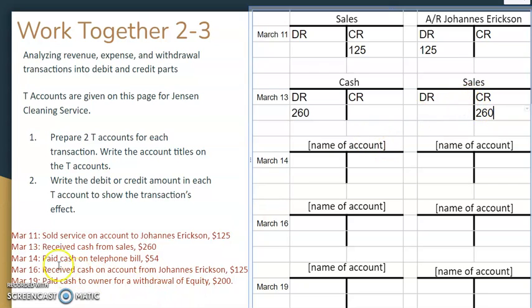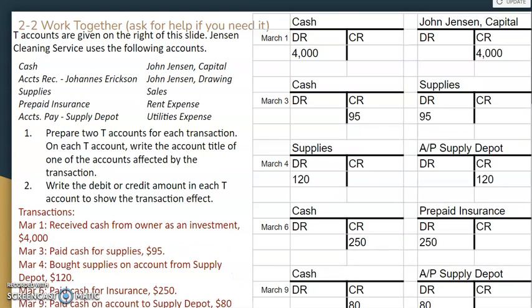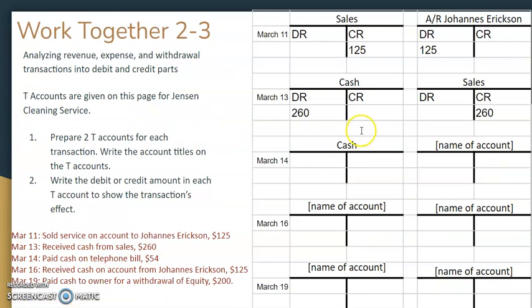Okay, next one. March 14th. Paid cash on telephone bill. The first thing we know is that it's cash because it says paid cash, so cash will be credited. But what's our other account going to be? We paid the telephone bill. If we look back at the last slide, we can see our choices, and I would say it's going to be utilities expense. Sometimes you see telephone expense used or communications expense, but this time I would say it's got to be utilities expense. So we'll type that in as our other one.